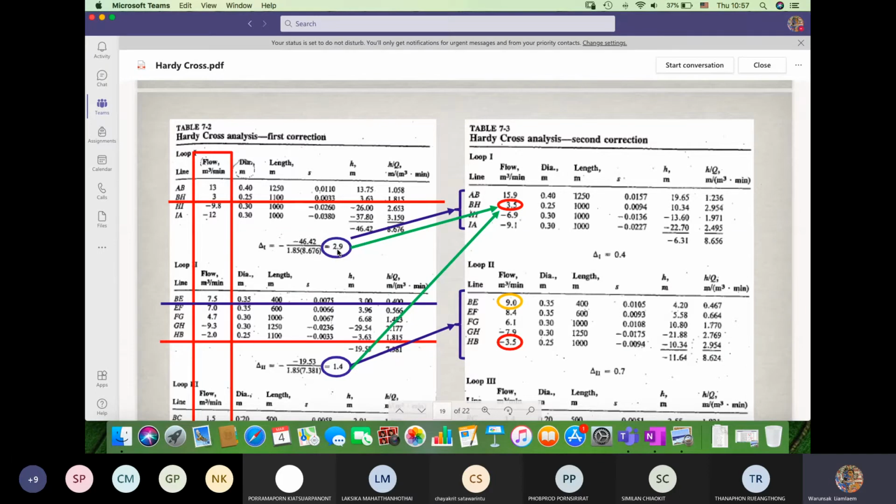Delta is 2.9. So you have to take minus 12 plus 2.9. In this, you will get minus 9.1. It's minus 9.1. Okay.